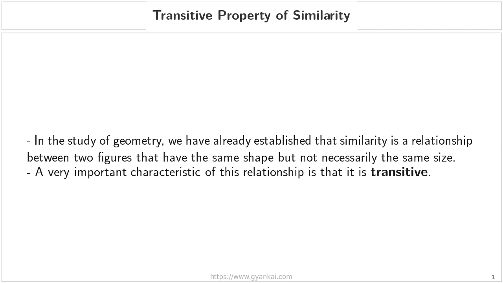As we move through today's lesson, you'll see that this relationship isn't just a one-to-one connection. It has a very important characteristic called being transitive. This means the relationship can carry over through a chain of different figures, which is exactly what we are going to explore and prove in the next few slides.